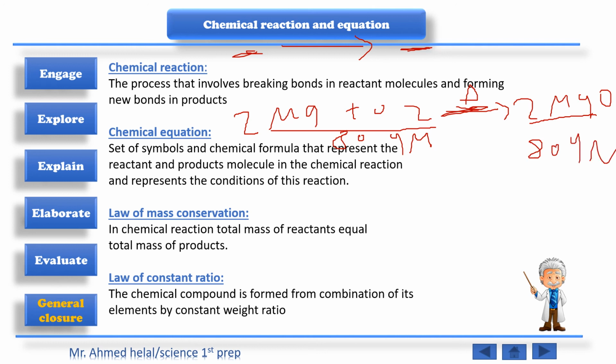And we studied the law of constant ratio. A chemical compound is formed from combination of its elements by a constant weight ratio. Here, for MgO, it must have one magnesium atom and one oxygen atom. For Na2O, it must have two Na atoms and one oxygen atom. This is constant.